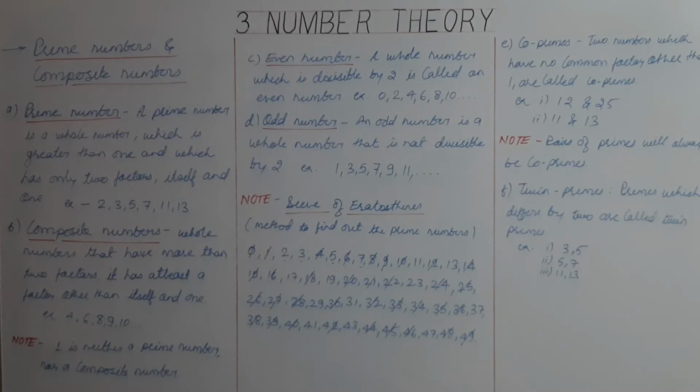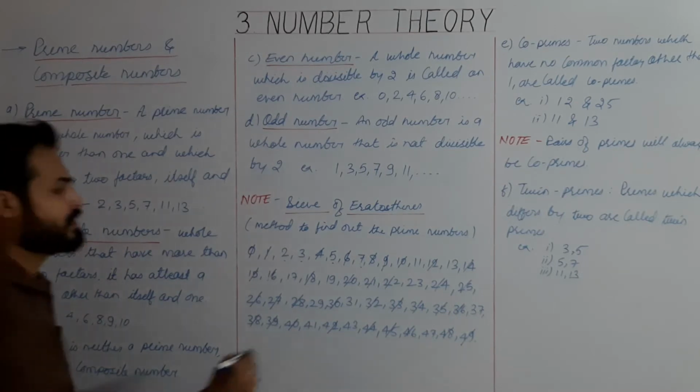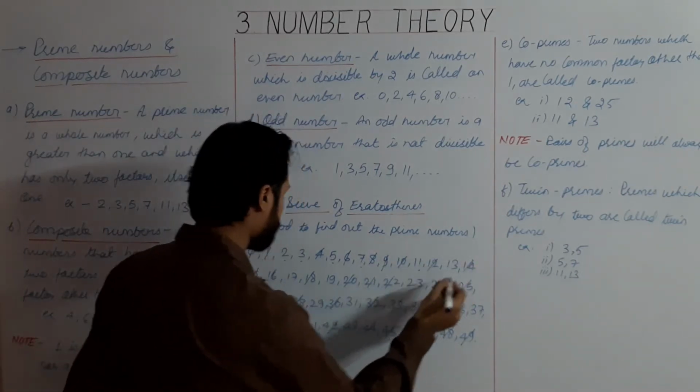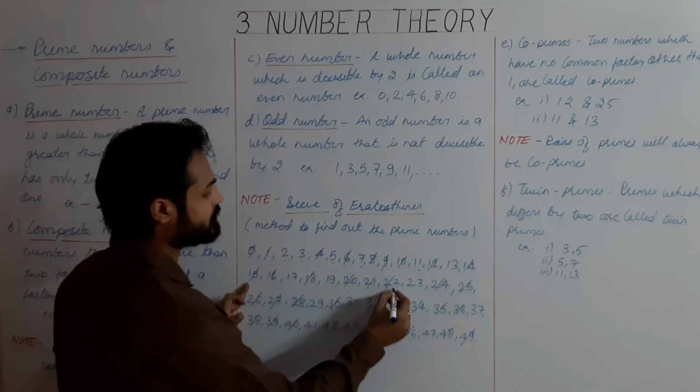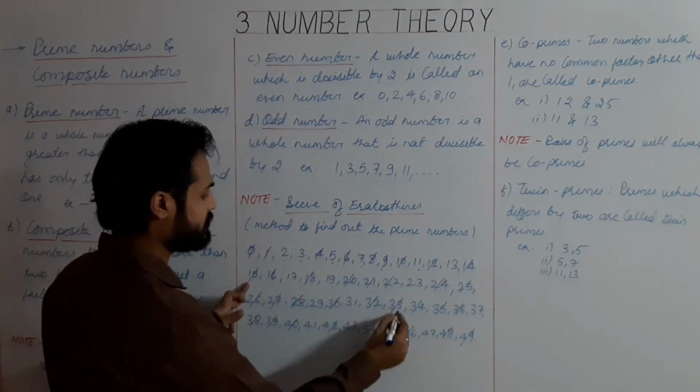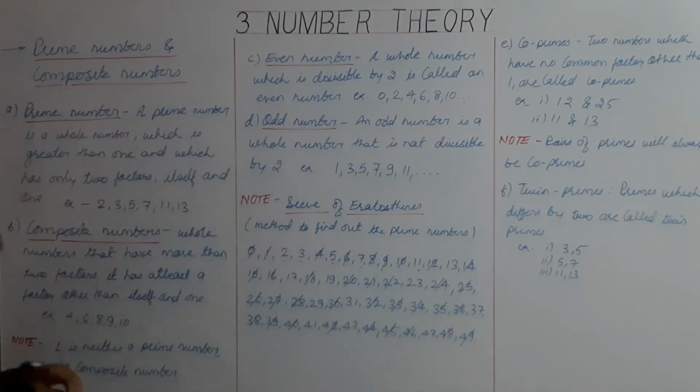The next uncrossed number is 11. Leave it and the multiples of 11: 22, then 33, then 44, yes. Then 13. For 13, the next multiple is 13 into 2, 26, 13 into 3, 39, 13 into 4 is out of range.